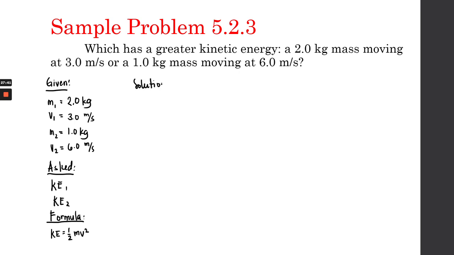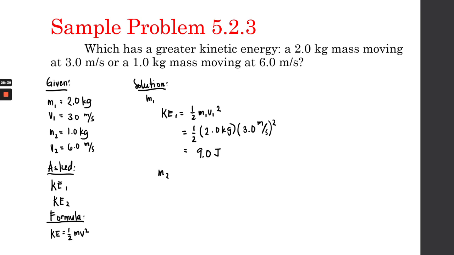So let's head on to the solution. Let's begin with mass 1 first. For mass 1, the kinetic energy is equal to 1/2 m1 v1 squared. So the kinetic energy is equal to 1/2 multiplied by the mass of the first object, which is 2.0 kilograms, multiplied by its speed, which is 3.0 meters per second, squared. And if you use the calculator, you would find that the kinetic energy for mass 1 is equal to 9.0 joules.